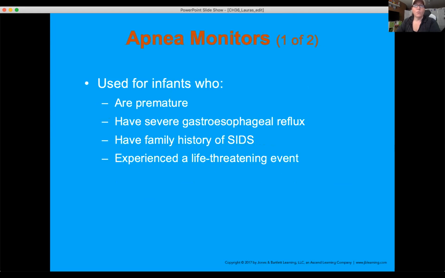Apnea monitors are used for patients who have had what they call a near life-threatening event. They might have had a sibling that died from SIDS, sudden infant death syndrome, or have severe reflux where it burns their airway, or there's risk for aspiration. So this monitor, when it goes off, it vibrates to try and shake the baby. It makes a noise to alert caregivers.